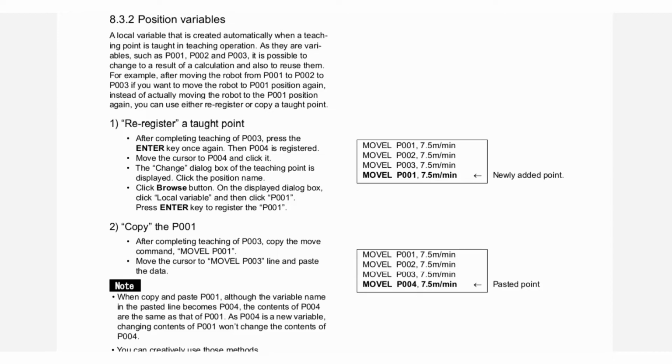First, re-register a taught point. After completing teaching of P003, press the enter key once again. Then P004 is registered. Move the cursor to P004 and click it. The change dialog box of the teaching point is displayed. Click the position name. Click the Browse button on the displayed dialog box. Click local variable and then click P001. Press the enter key to register P001.